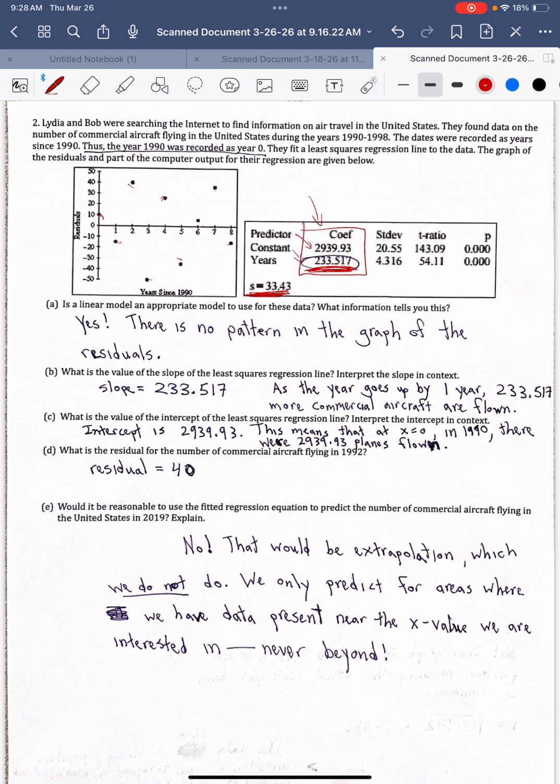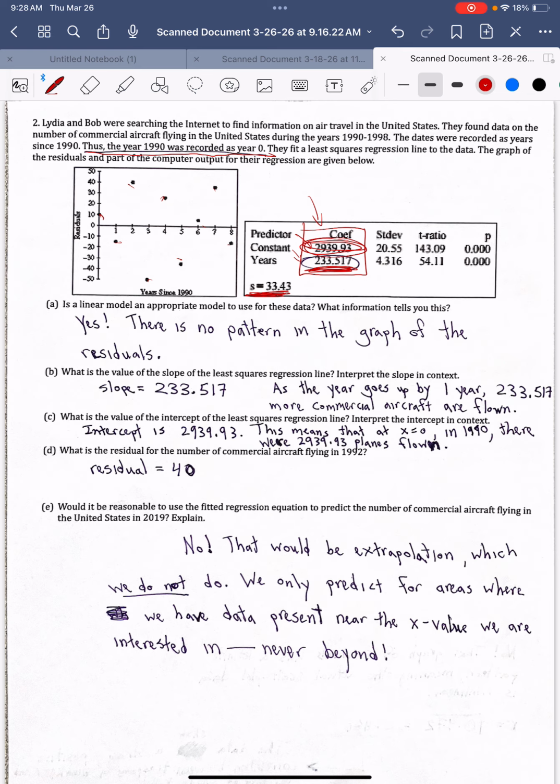For C, what is the value of the intercept? Again, it's right here, right above the slope, 2,939.93. What does that mean in context? Well, here you can see I underline it. It says the year 1990 was recorded as 0. So for this scatter plot, 0 is the number of flights in 1990. This means that at X equals 0 in 1990, there were 2,939.93 flights flown.